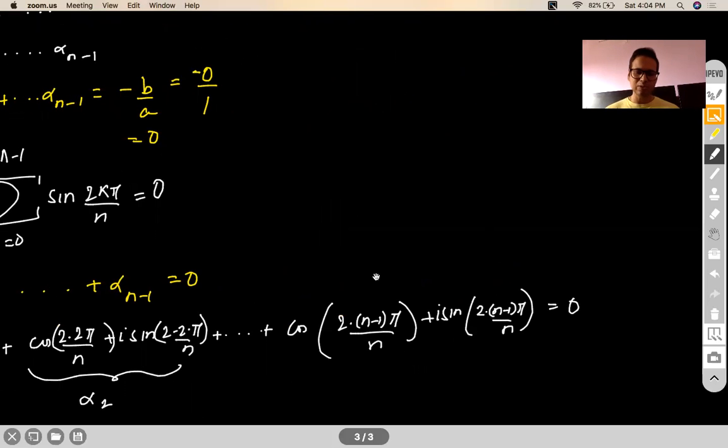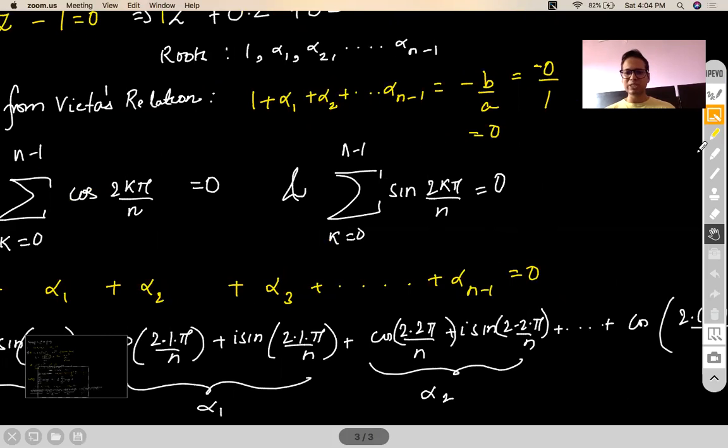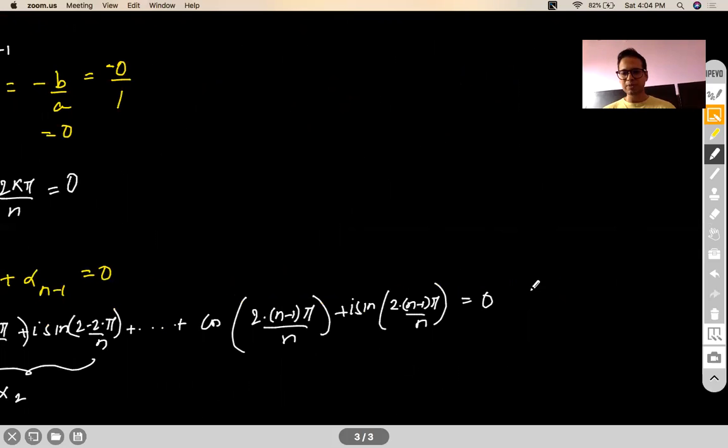Correct? Yes or no? Now, if this is 0, can I say the real part should sum up to 0, because this 0 can be written as 0 plus i0. Remember your very basics of operations on complex numbers, where I told you that if you're comparing two complex numbers, the real part of the left hand side should be equal to the real part of the right side, and the imaginary part of the left hand side should be equal to the imaginary part of the right hand side, right?